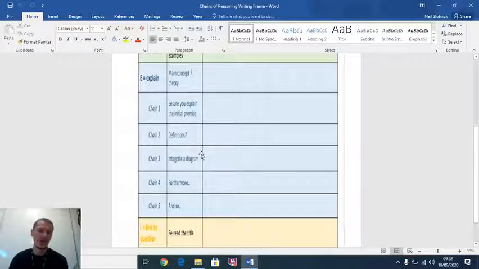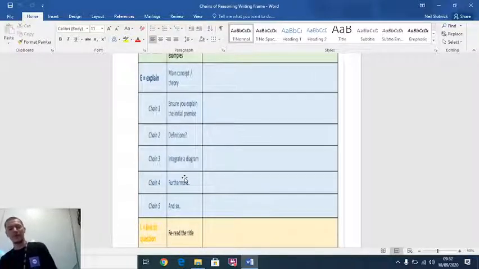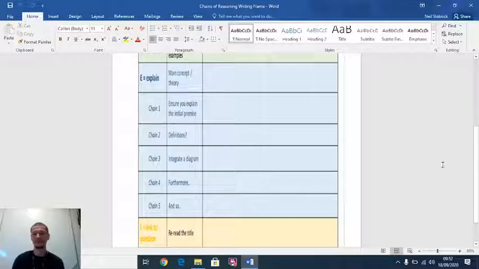If we then ignore chain three, for example, and say that we don't integrate a diagram, you've got chain one, explaining the initial premise. Chain two, whacking in a bit of a definition. Chains four and five are your furthermores. You don't really want to be seen in one analytical paragraph with a however point, because that shows the examiner that you're starting to contradict or evaluate your point. But furthermore, and so, therefore, any of those nice little connectives are going to be very useful.